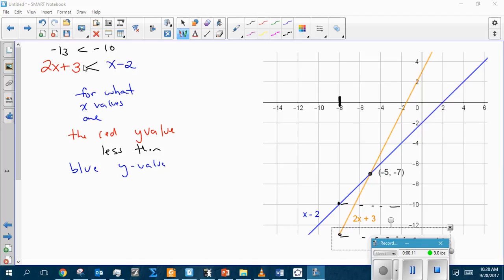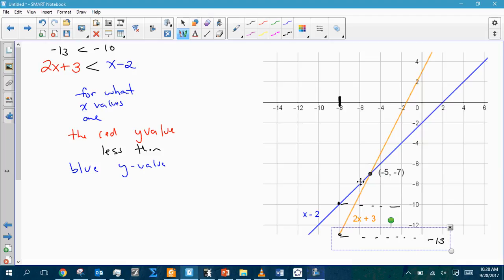But we're talking about, when the camera stopped, this inequality. What we're thinking about graphically is, when is the red 2x plus 3, and I guess over here it's orange, when is that graph less than x minus 2? We're really interested in asking, for what x values are the red or orange y values below or less than the blue y values? So we start to see over here graphically.